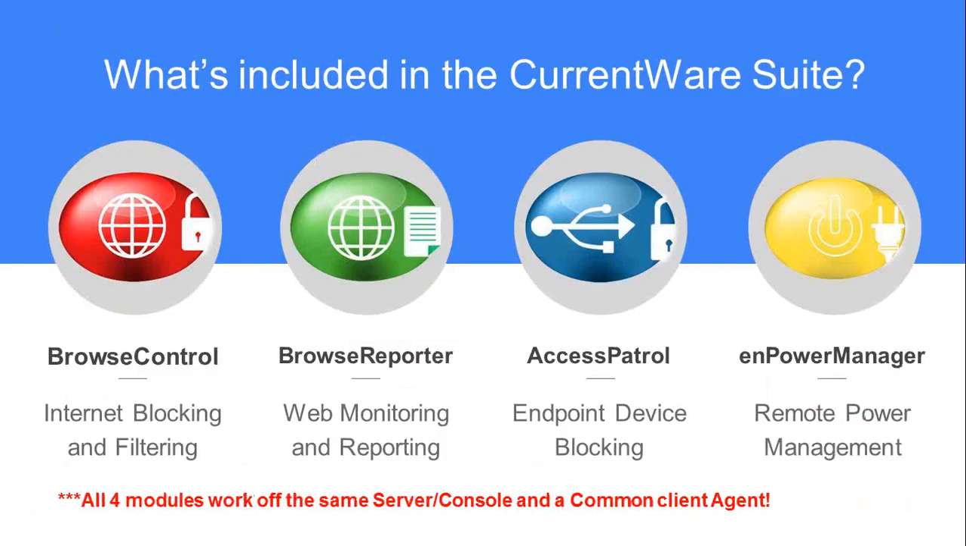The CurrentWare suite includes 4 modules. You may install all or some of the solutions. All modules work off the same common server console and client agent. For example, if your main need is to monitor internet usage and generate a report, just license the Browse Reporter module.